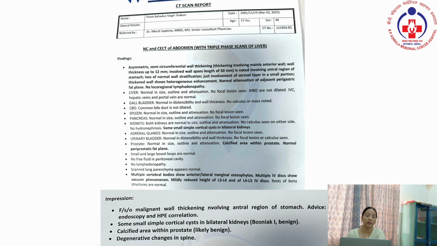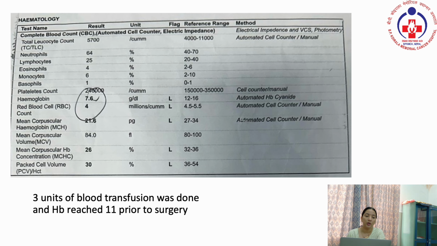We decided to go for distal gastrectomy, and his pre-op investigations were done. During the pre-op investigation, we found he had a hemoglobin level of only 7.6. Thus, for preparation, we transfused 3 pints of blood, and after that the hemoglobin reached 11. Then we performed the distal subtotal gastrectomy with D2 lymphadenectomy, plus level 14 lymph nodes were dissected, with a diagnosis of carcinoma stomach, distal.